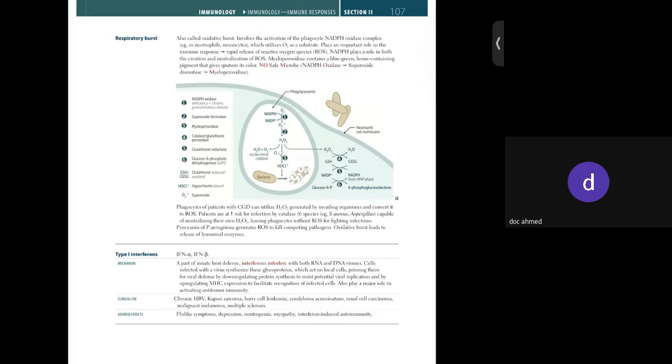Interferons alpha and beta. We discussed interferon gamma. You guys know the concept, right? It's going to come from your TH1, from TH1 and macrophages. Where do we get interferon alpha and beta?